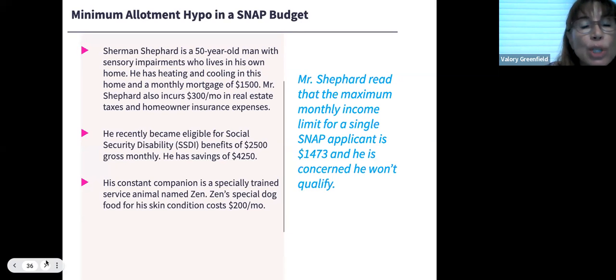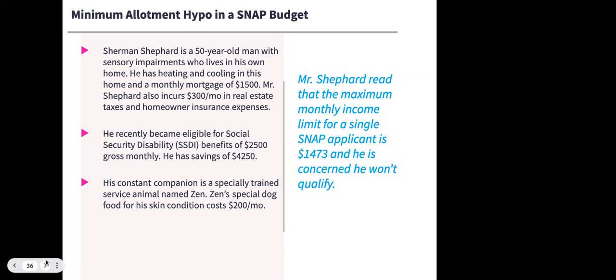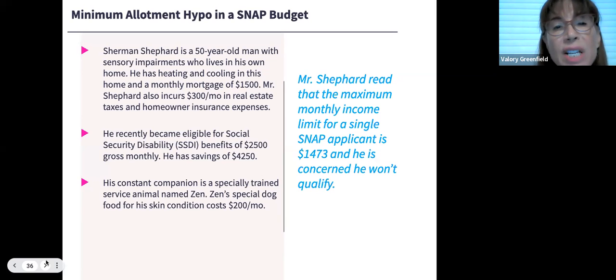Standard utility allowance, which is higher, or basic utility allowance? He gets the standard utility allowance because he has heating or cooling costs, in his case, both. So he would be eligible for the standard utility allowance. Okay, and now he has shelter costs of $1,500 for a mortgage, and then additionally, because he's a homeowner, he pays real estate taxes and homeowner insurance of $300.